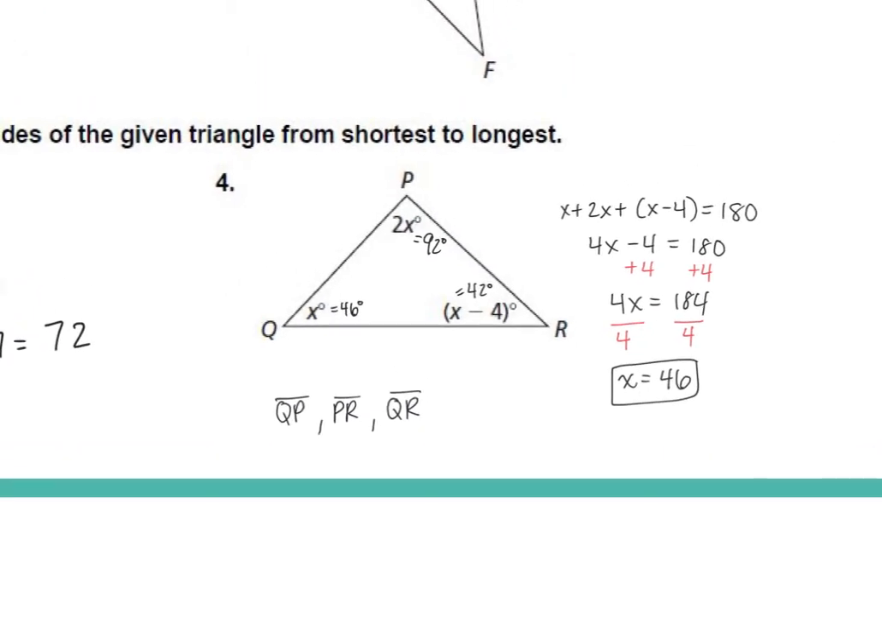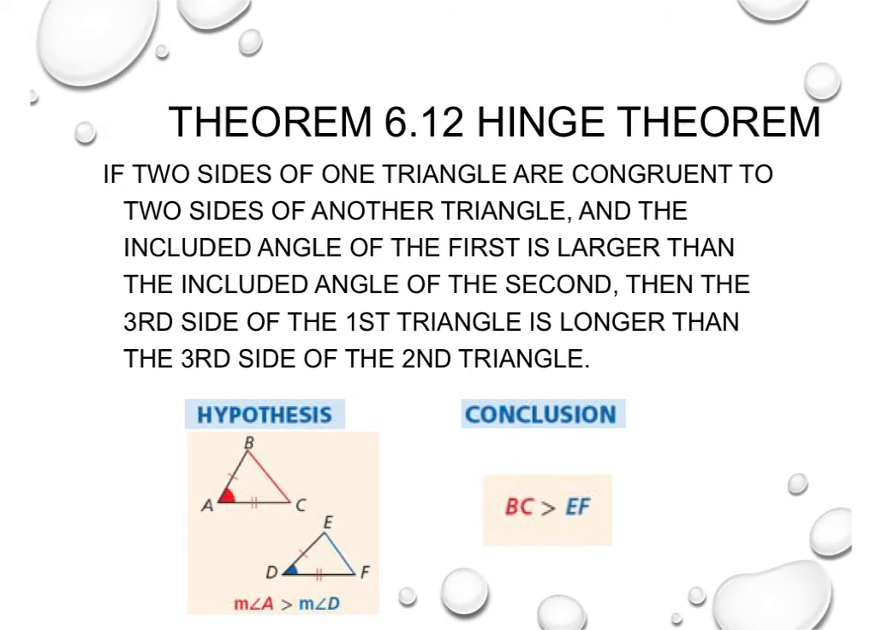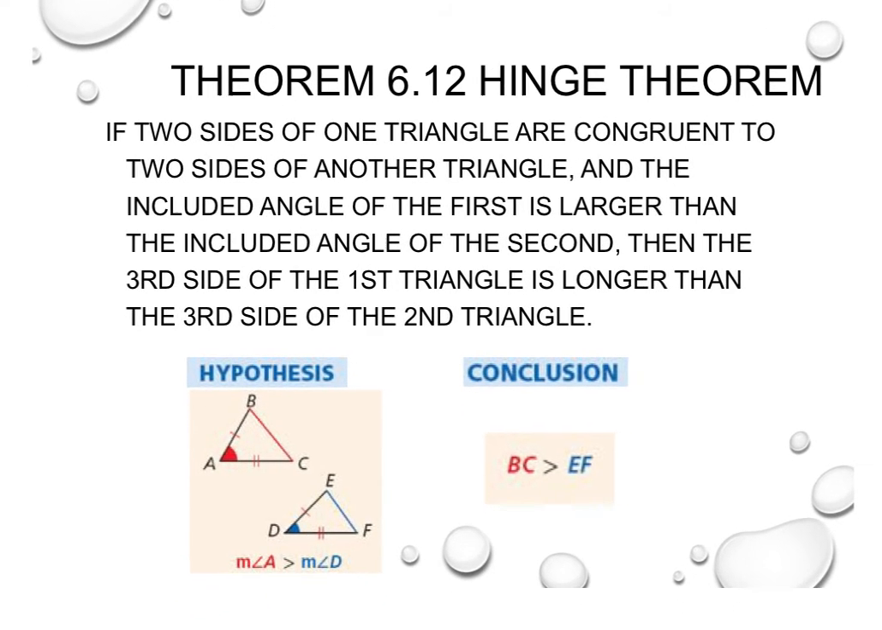Okay, here we go. This is chapter 6, section 6. This is the last lesson of chapter 6. Inequalities in two triangles. You can find this on page 344 of your textbook. The Hinge Theorem. If two sides of one triangle are congruent to two sides of another triangle, and the included angle of the first triangle is larger than the included angle of the second, then the third side of the first triangle is longer than the third side of the second triangle. It's a very specific theorem.